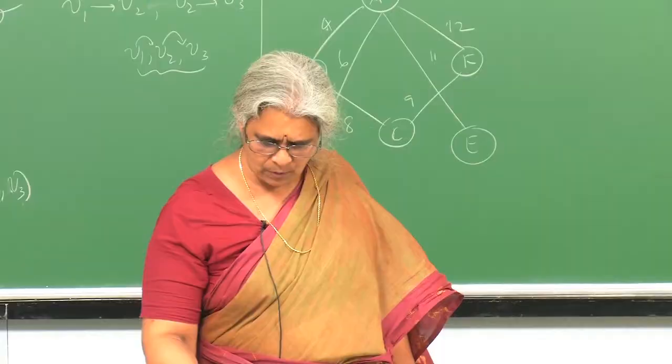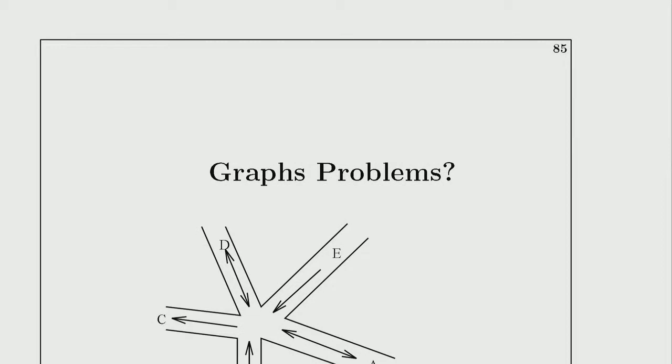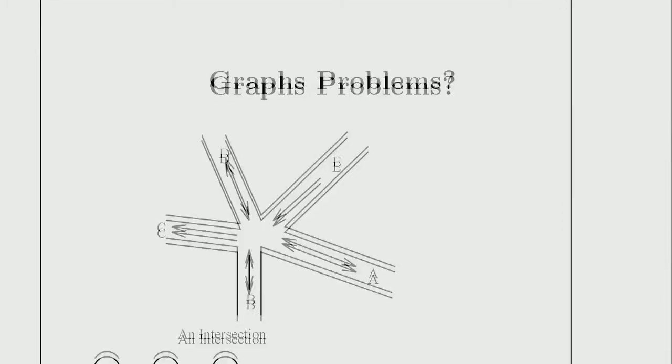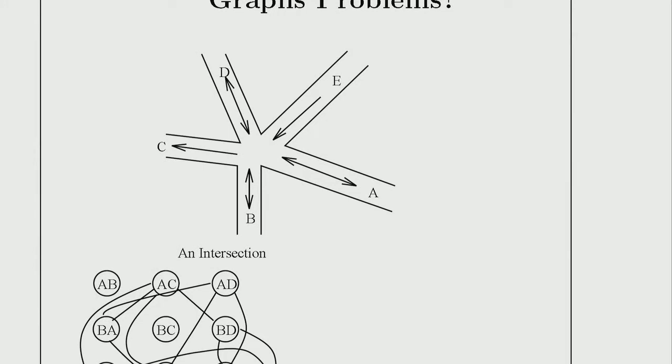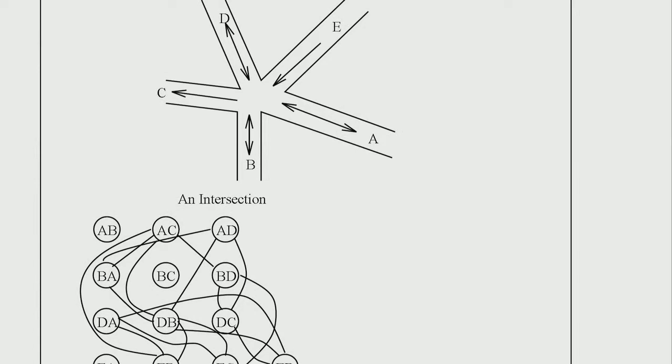Now, I want to just leave you with one example, although we will not be discussing this. Graph problems can be found in various applications. Here is a very, very interesting example. Let us see this. This is a 5-point intersection. There are 5 lanes which are intersecting over here. One road is called A, another road is called B, C, D and E. C and E are one way, A, B, D are bidirectional roads.